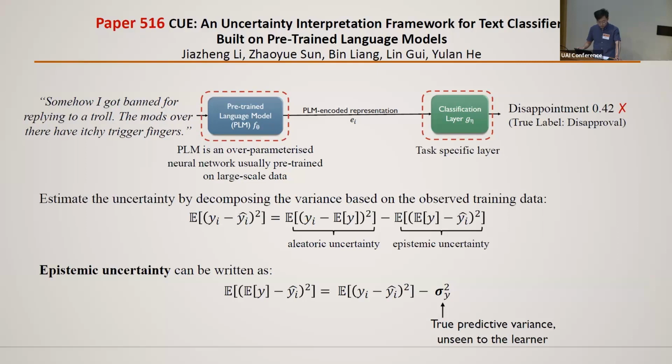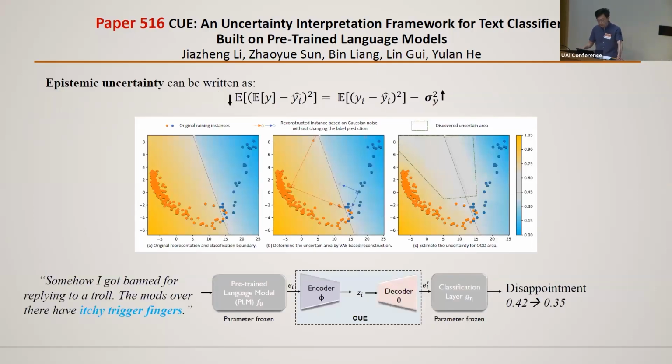Firstly, we decompose the mean squared error into aleatoric uncertainty and epistemic uncertainty. Since we assume the true label distribution follows the Gaussian distribution, to decrease the epistemic uncertainty, we want to increase the true predictive variance. So we propose to map the input representations to latent space and manipulate the latent code, which leads to the resulting label distribution being closer to a uniform distribution in the out-of-distribution area.